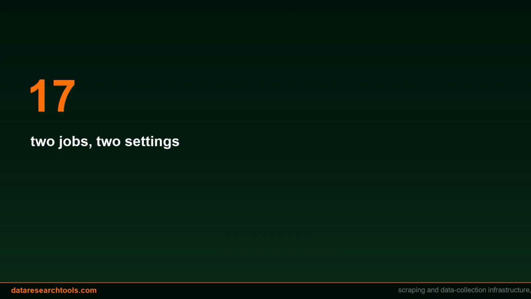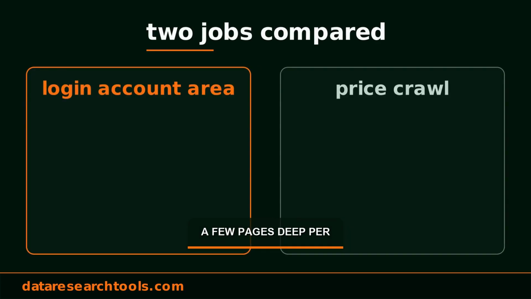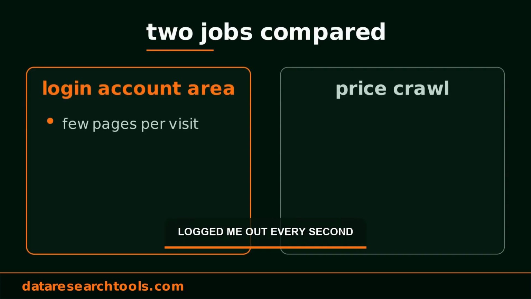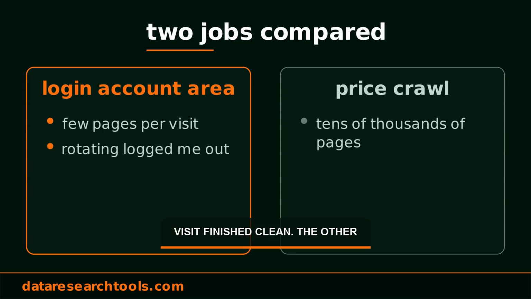Two jobs, two settings. To make it concrete, two jobs I ran back to back. One was a login gated account area, a few pages deep per visit. Rotating per request logged me out every second or third page until I switched to a 10-minute sticky window, and then each visit finished clean.